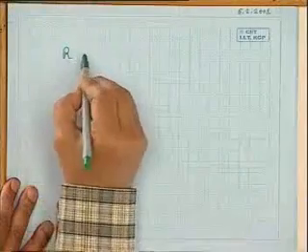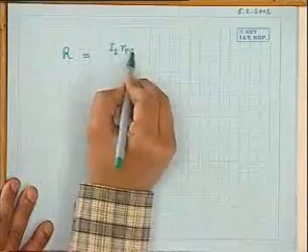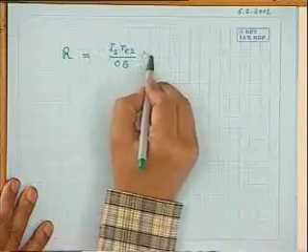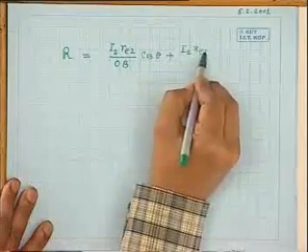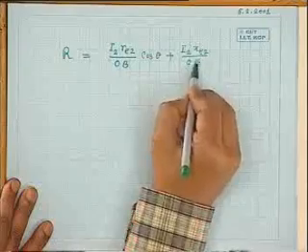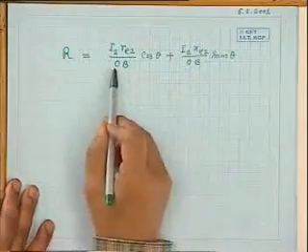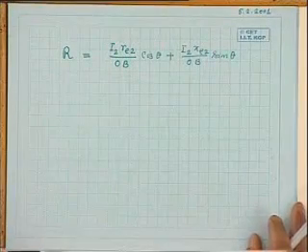Now sometimes this regulation is written in this way. That is I2 RE2 by this length OB into cosine theta plus I2 XE2 over OB into sine theta. Now what is OB? OB is the voltage of the secondary terminals under no load condition.